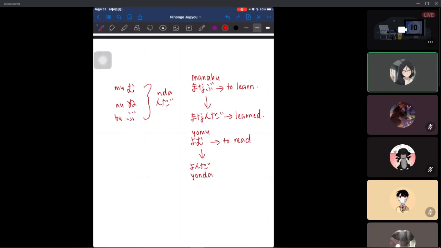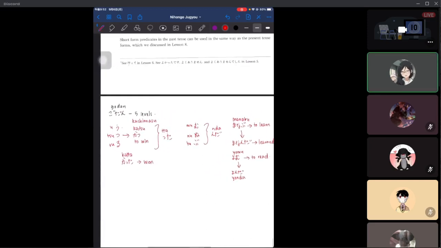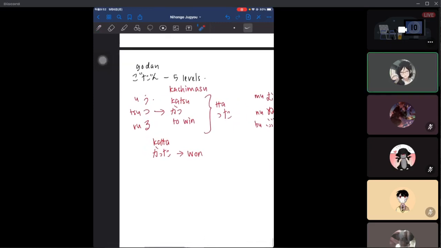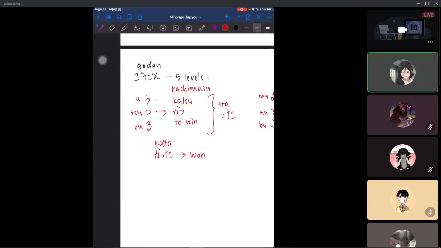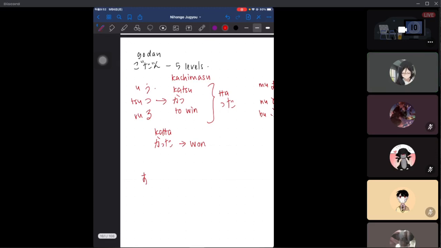Yonda, which is read. So I read this book, for example. Yonda. So that is for mu, nu, bu. So we have utsuru, mu, nu, bu. We have some others also, which is the one that ends with su.